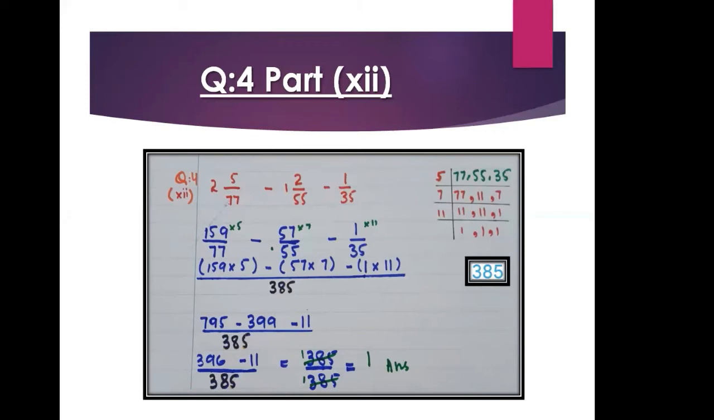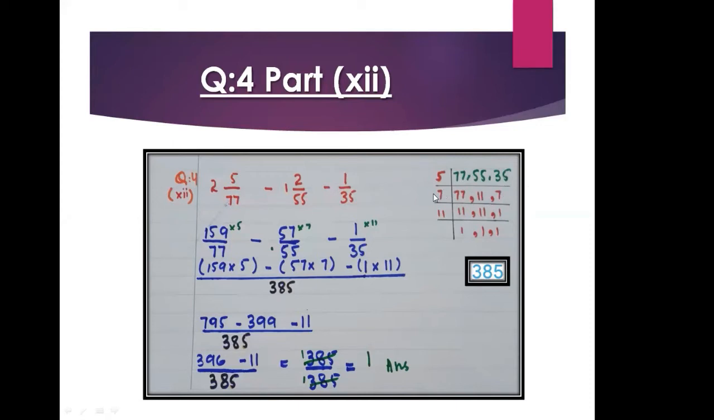When we have unlike fractions, what is our first step? The very first step which we must do is to take the LCM of all three denominators, 77, 55 and 35. We have to start from the least multiple, and the least multiple is 5. 77 remains the same. 5 11s are 55 and 5 7s are 35.